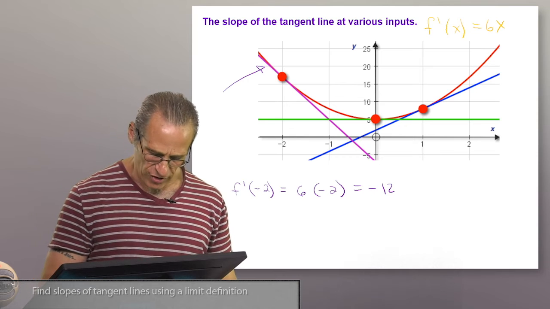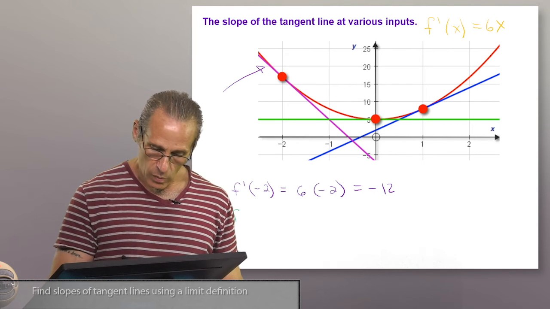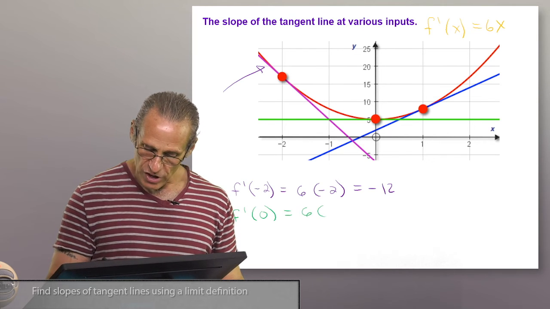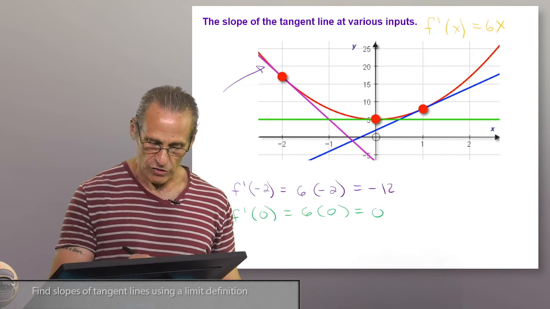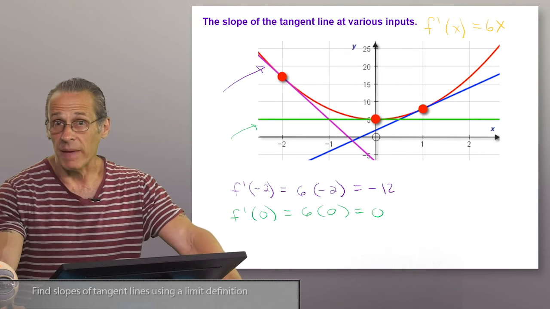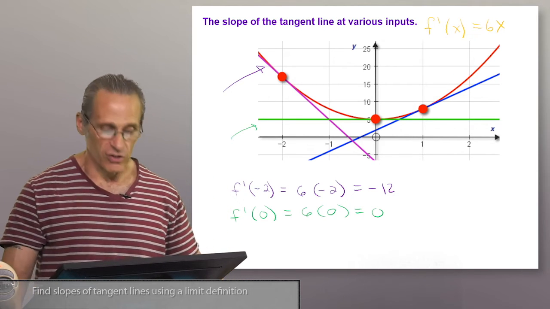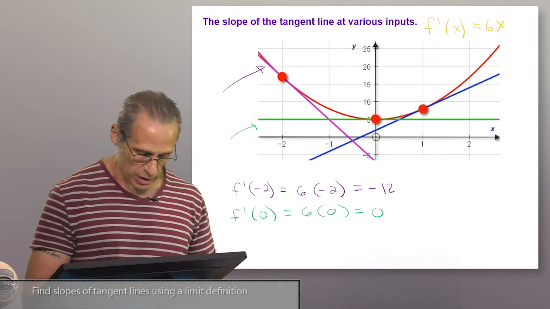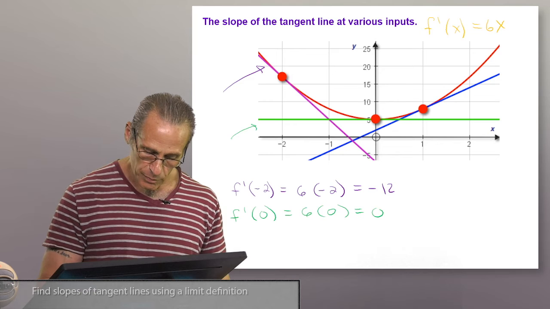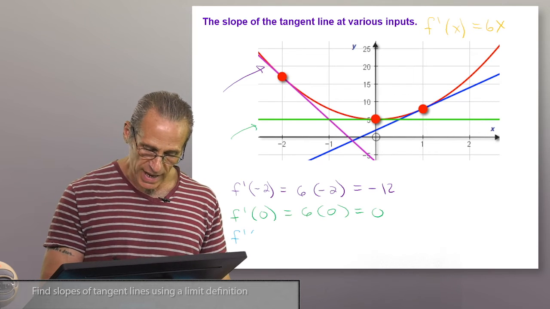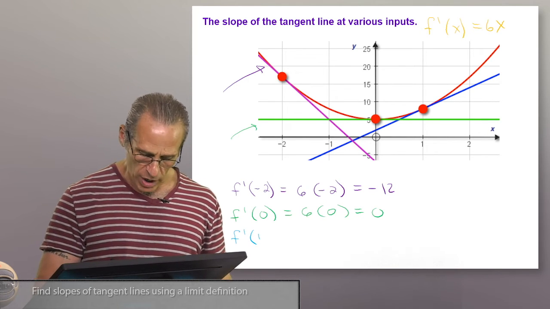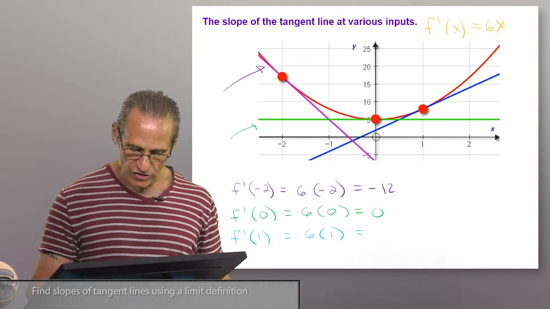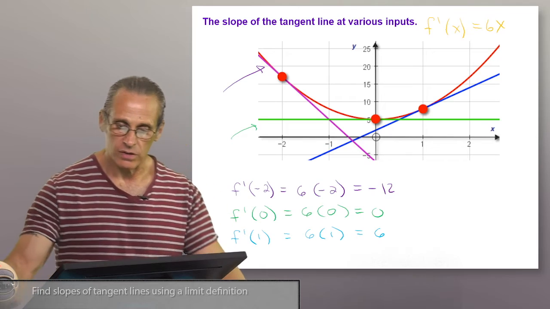How about the green tangent line? Well, the derivative at 0 would be 6 times 0, which is 0. And that's the slope of this horizontal line. That makes sense. The slope of a horizontal line is 0. And the very last tangent line I see is here in blue, and we're looking at the tangent line at x equals 1. My derivative at x equals 1, well, that'd be 6 times 1, which is 6.